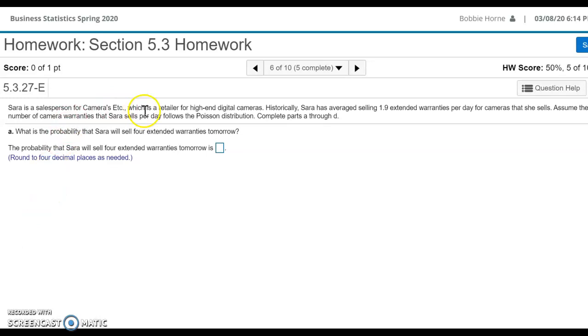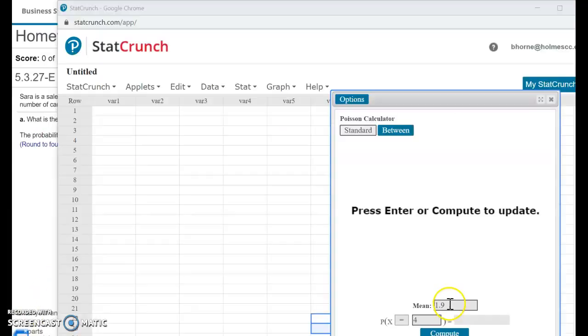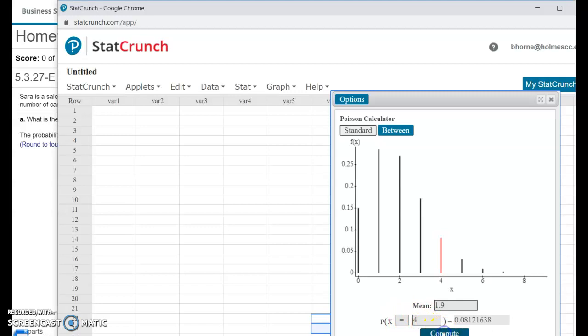Okay. So Sarah's a salesperson. She's averaged 1.9 extended warranties per day. Assume the number of camera warranties that Sarah sells per day follows the Poisson distribution. What is the probability that Sarah will sell 4 extended warranties? So the mean was 1.9, so I went to my Poisson calculator, and we want the probability of exactly 4. So that would be 0.0812.